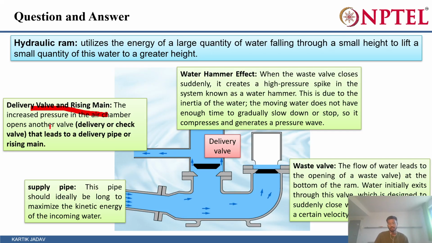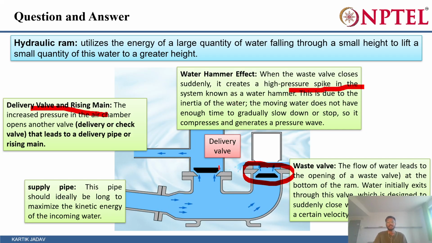So what is that? When the waste valve closes suddenly, at critical velocity, the valve gets closed and it creates a high pressure spike in the system known as a water hammer. This is due to the inertia of water; the moving water does not have enough time to gradually slow down or stop, so it compresses.